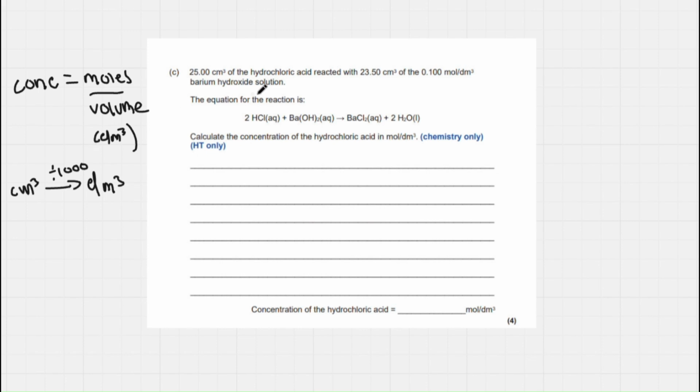We have 25 centimeter cubed of hydrochloric acid, which is being reacted with 23.5 centimeter cubed of 0.1 moles decimeter cubed of barium hydroxide solution. Now, straight away, we can work out the moles of barium hydroxide because we have the concentration and we have the volume. The only problem is the volume is in centimeter cubed. So to convert this into decimeter cubed, we just got to divide it by 1000.